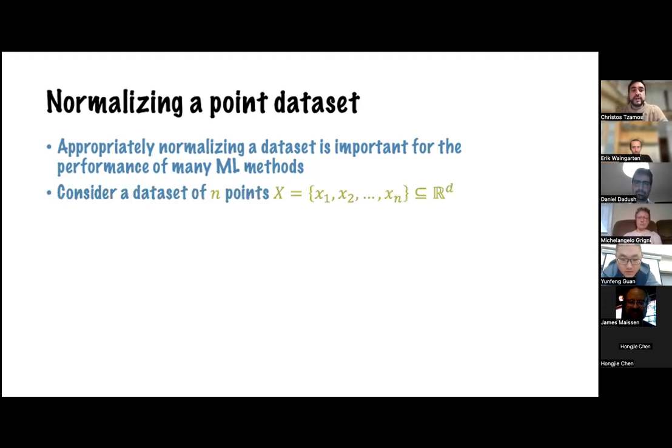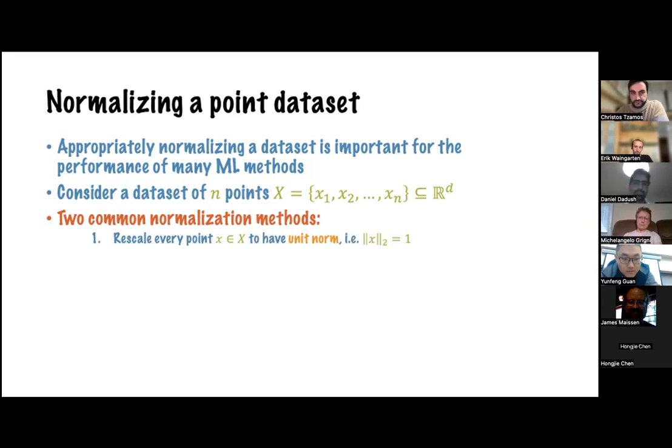To consider a concrete example, let's assume you have a dataset of n points that are all in d dimensions, in R^d. And what are some common normalization methods? First off, one thing you can do is normalize the magnitude of all points. You can rescale every point so that its norm is equal to one. I have a collection of points here in two dimensions, and if I normalize them to have norm one, they become projected to the unit sphere, to this circle in two dimensions.